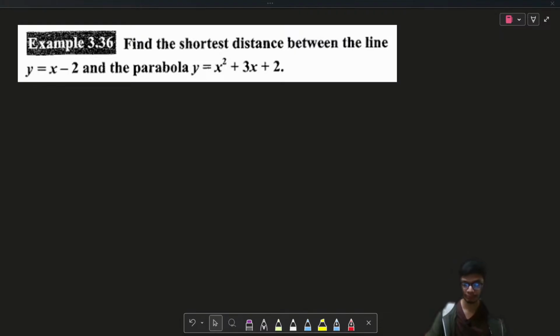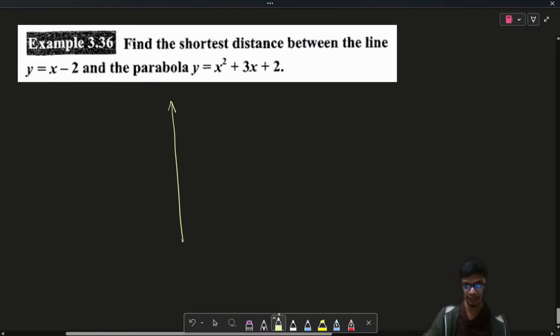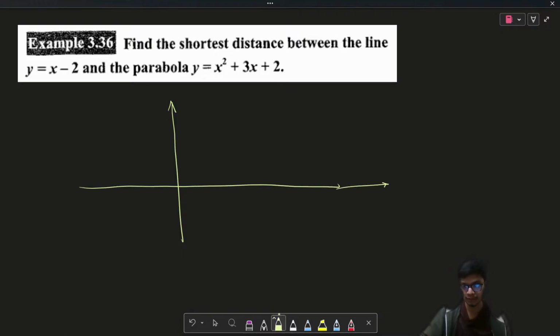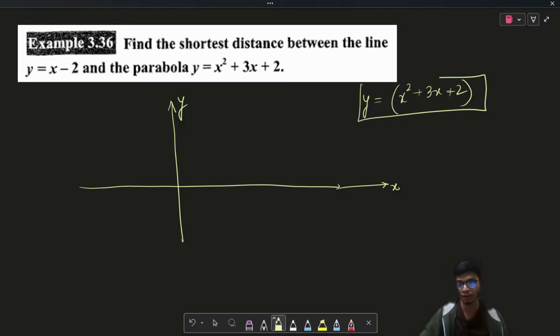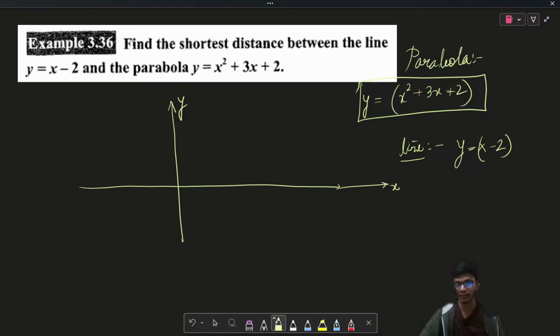So first of all, let me try to draw the situation over here. So we have this parabola, which is basically given as y equals x squared plus 3x plus 2, right? So y equals x squared plus 3x plus 2, that is the equation of the parabola, right? And the line equation is given as y equals x minus 2, right? So this is the equation of the parabola, and this is the equation of the line, which we have with us.